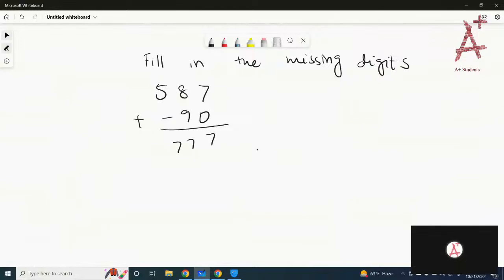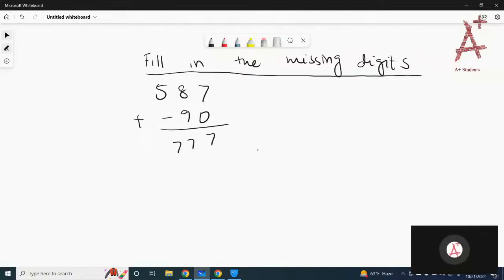So here in this case you are just missing some digits, not a complete number. Got it? So how can you find the missing one? You can by simply adding. Start adding from the ones digit and you will get the missing digits.